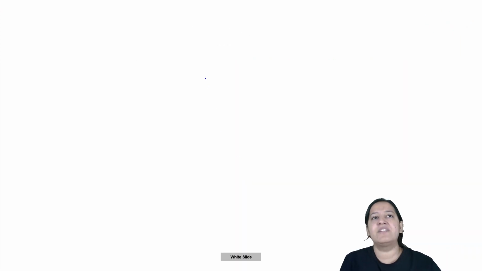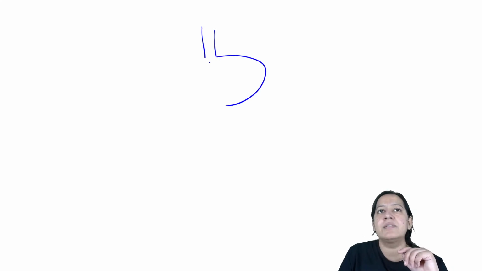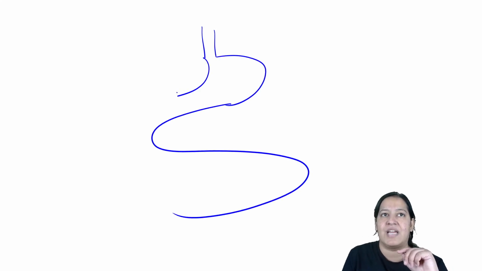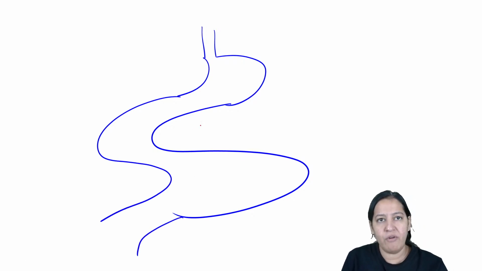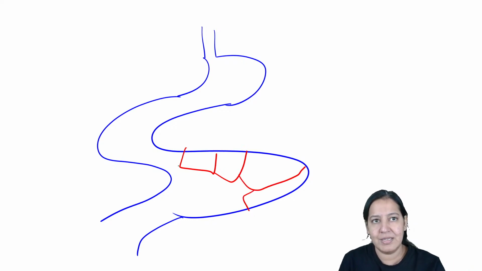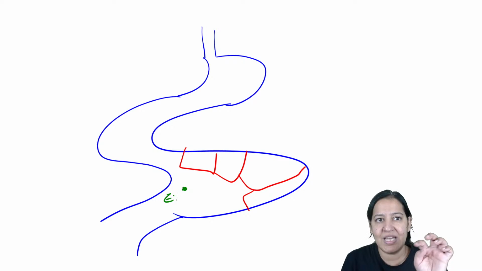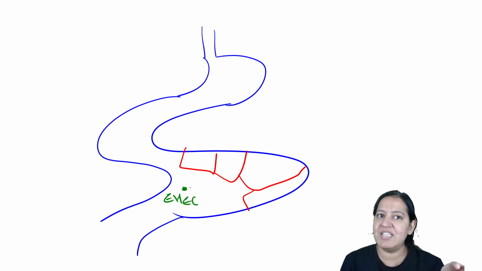Do you want me to make the diagram? Okay. This is esophagus. This is stomach. This is intestine. I am interested in intestine, right? Okay. So let me draw a few cells in the intestine. These are the few cells. Let me draw the toxin. This is the toxin. Which one? This one is EHEC.